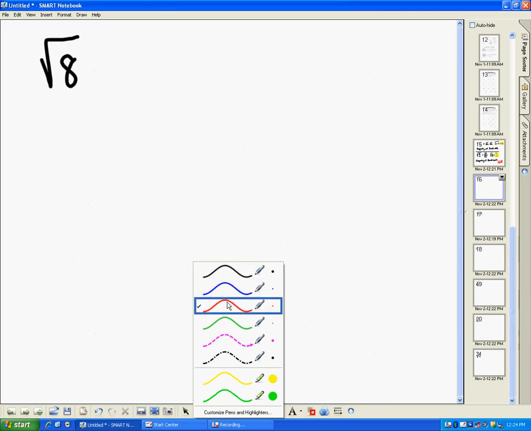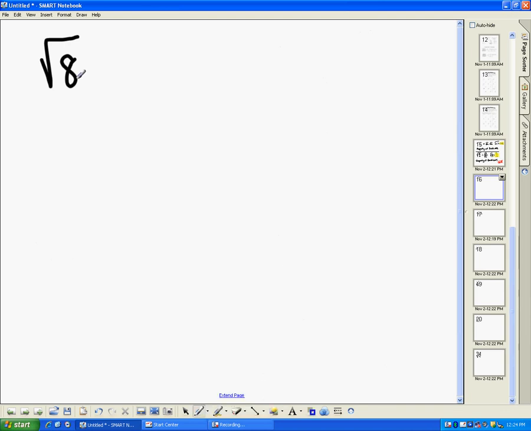Now you can think of it as finding the perfect squares and just pulling them out. I know that the square root of 8 is the same thing as the square root of 4 times the square root of 2, because 4 times 2 is equal to 8. It works out nicely because the square root of 4 is a perfect square, and I can simplify that to 2. I cannot simplify the square root of 2, so that stays the same. So the square root of 8 is the same thing as 2 square root of 2.